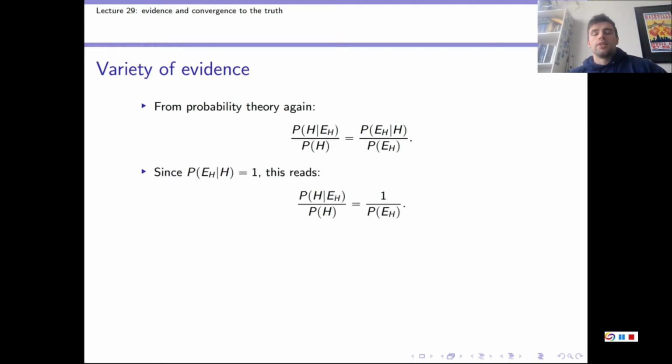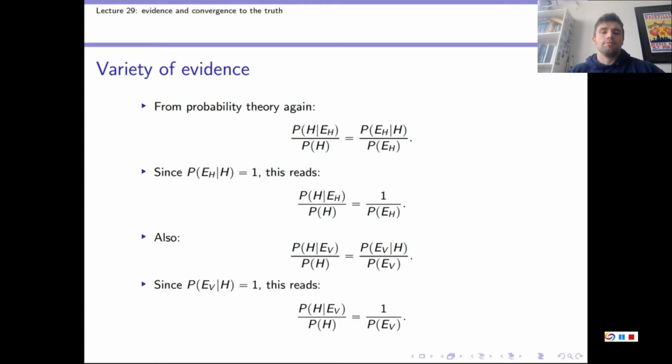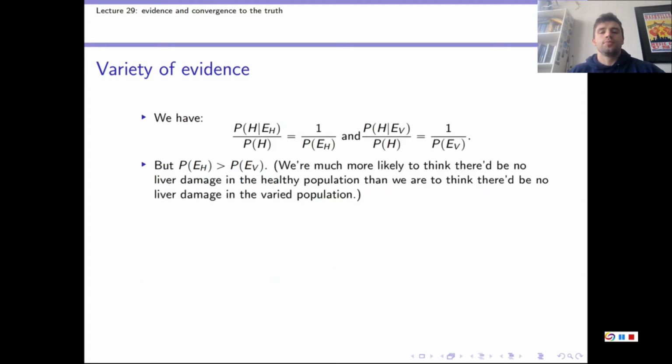But since the probability of EH given H is 1, this reads the probability of H given EH over the probability of H equals 1 over the probability of EH. And similarly, we know that the probability of H given EV over the probability of H equals the probability of EV given H over the probability of EV. And since the probability of EV given H is 1, this reads the probability of H given EV over the probability of H equals 1 over the probability of EV.